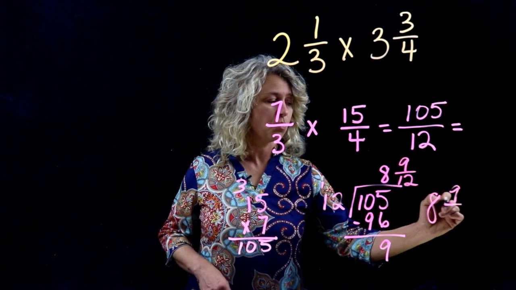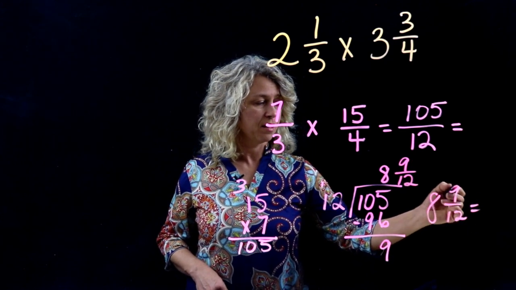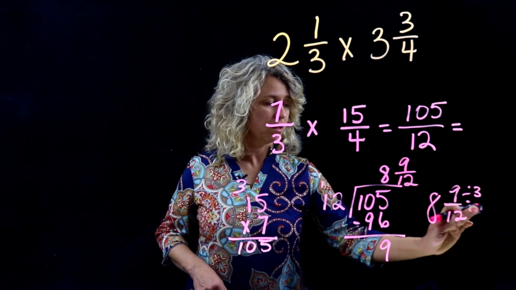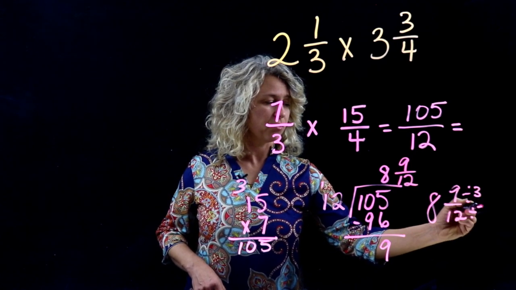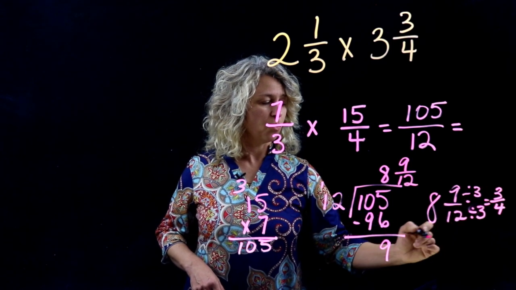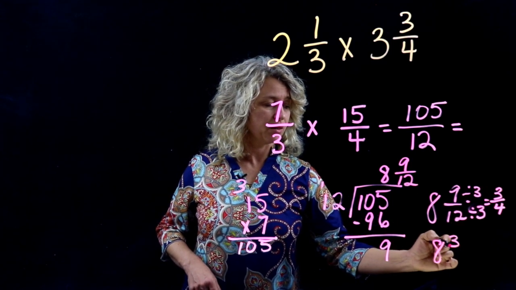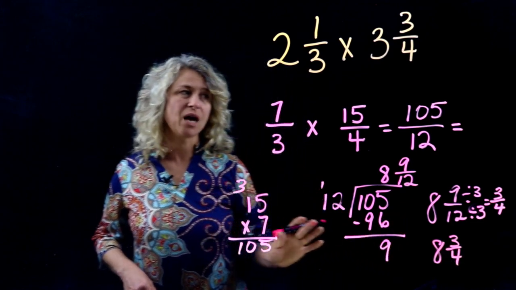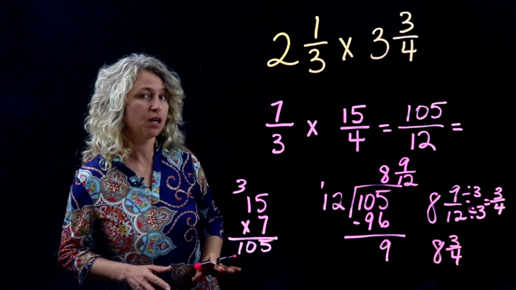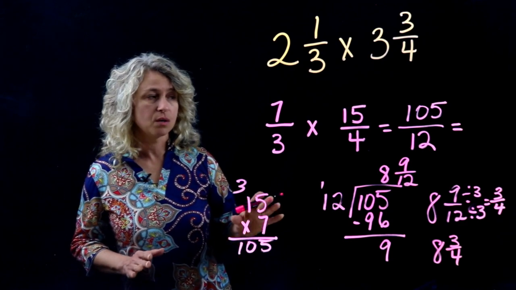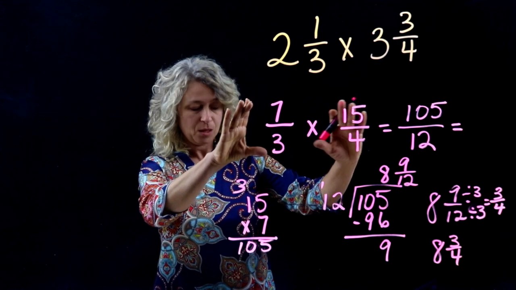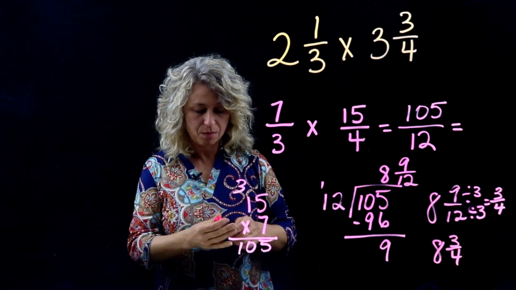8 and 9/12, which we can simplify. Divide by 3, and let me just erase this, and divide by 3 to get 3/4. So your final answer is 8 3/4. But now here's where you could save yourself some time if you knew how to simplify back at this stage, okay? So let me show you what I mean by that.